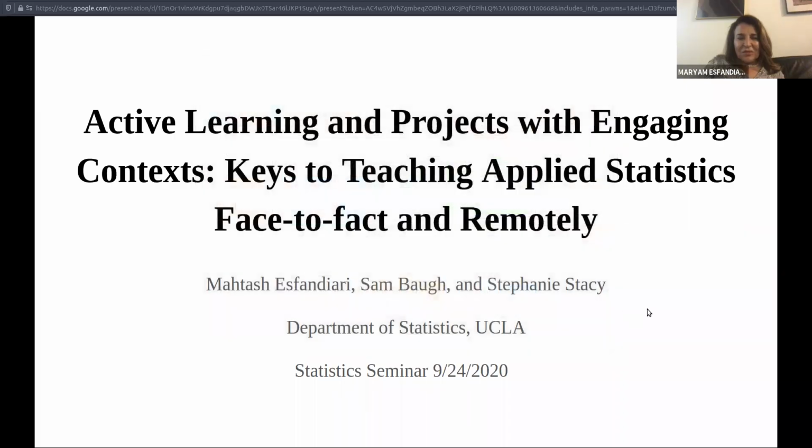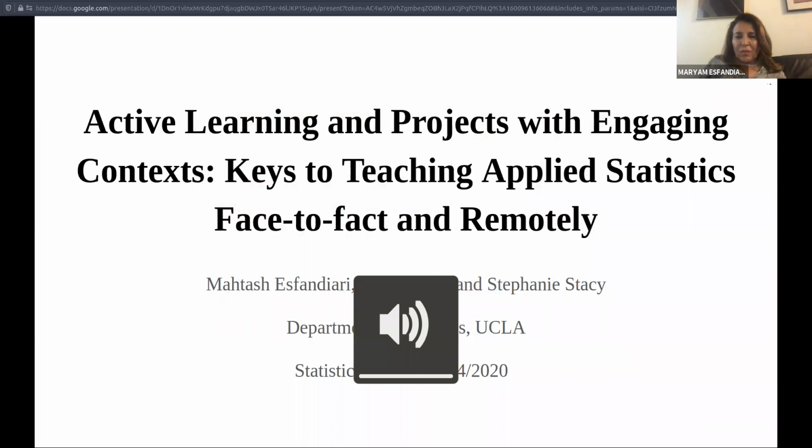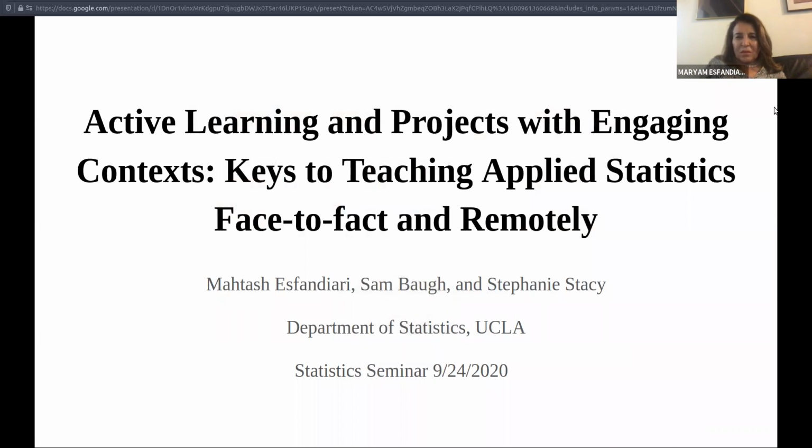Okay, I will share my screen. Stephanie is taking the lead of showing the screen. I'm going to, how can I make this full screen? Okay, that's as good as it gets. Sorry, I don't think I can make it any bigger.